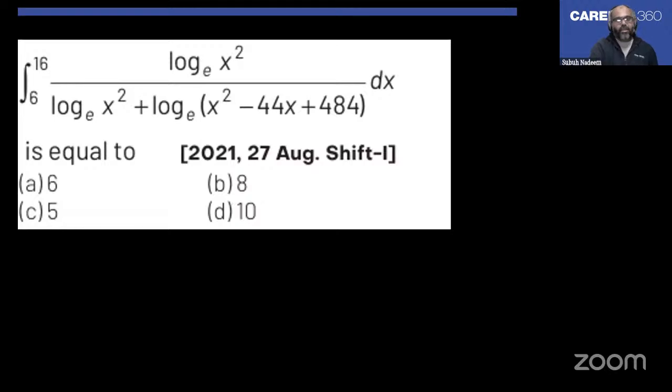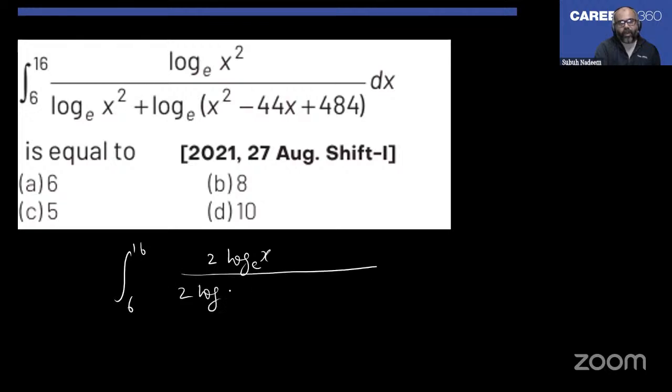So it says log of x² by log of x² plus log of x² minus 44x plus 484, integral from 6 to 16. So we can say that this is 6 to 16, and this will be 2 log x to the base e by 2 log x to the base e plus log to the base e.